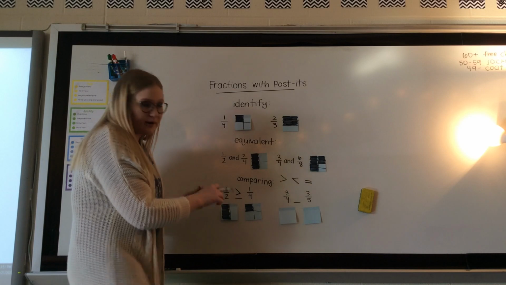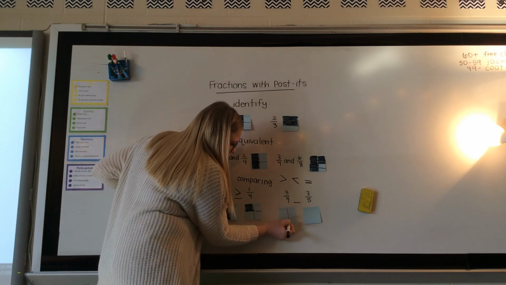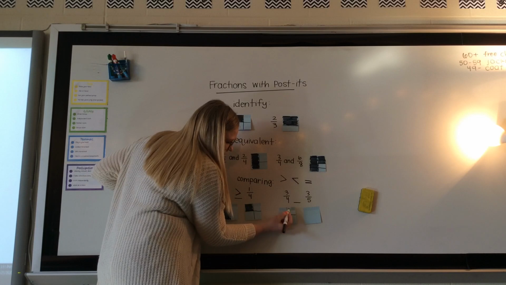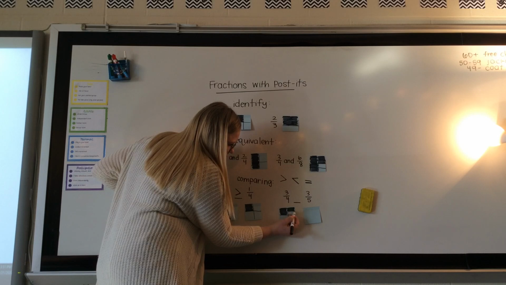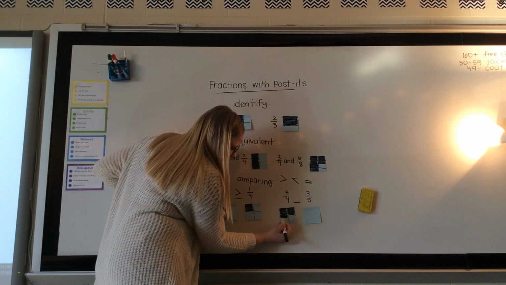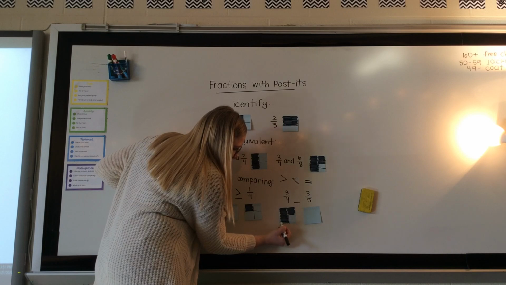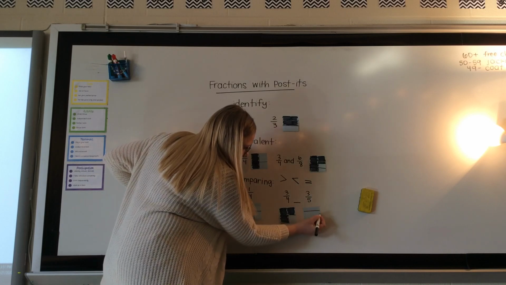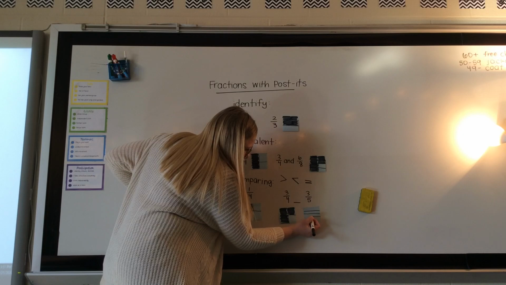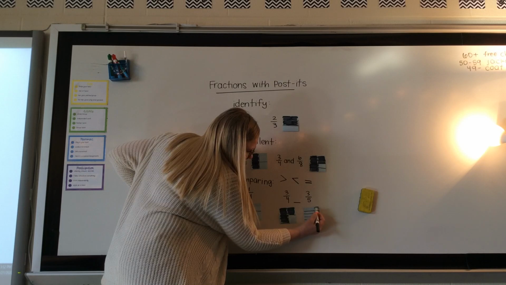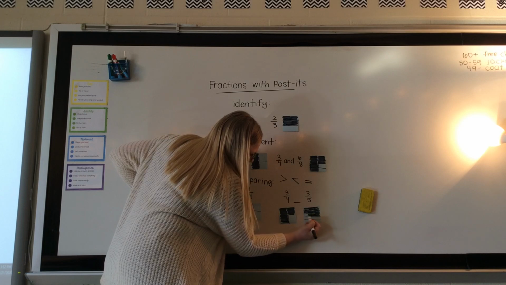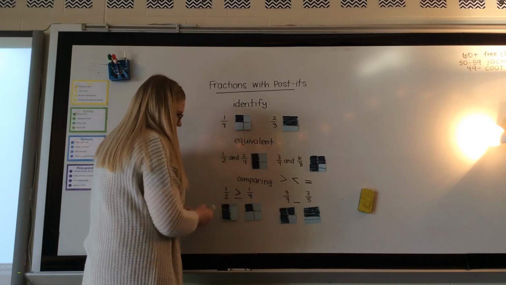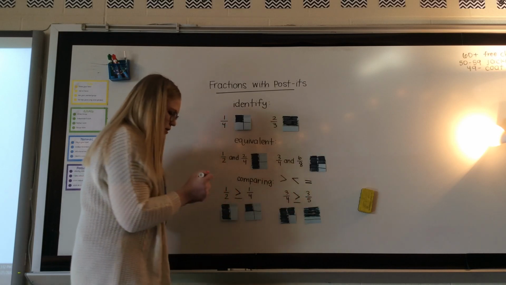Then we go over here to 3/4, again separating it into 4 parts and shading your 3. Then you're going to compare it to 3/5. Color in 3, and go ahead and compare. 3/4 is greater than 3/5.